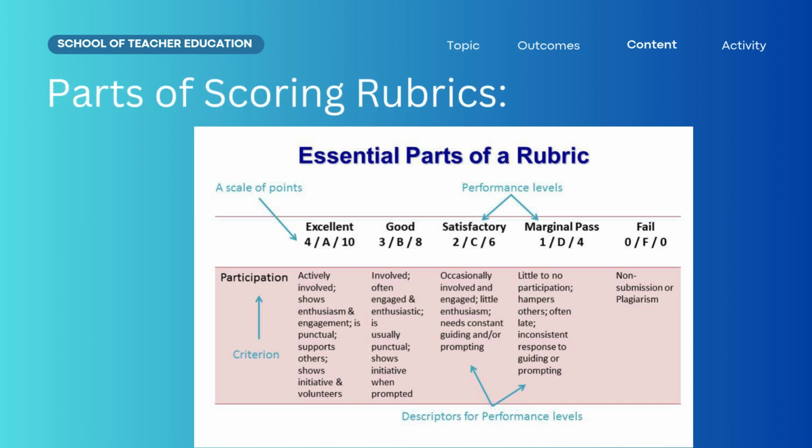And these are the parts of scoring rubric. Essentially, we have two important parts, which are the criteria and the performance level. For example, in this slide, we have one criterion, which is participation, and we have the performance levels, which are defined as excellent, good, satisfactory, marginal, pass, or fail. Along with the performance level, we have the scale of points. This will determine what score is the highest and what score would be the lowest, and also the descriptors of the performance level. This will give us qualitative data as to what it means if the student gets a rating of excellent or of good, and so on and so forth.